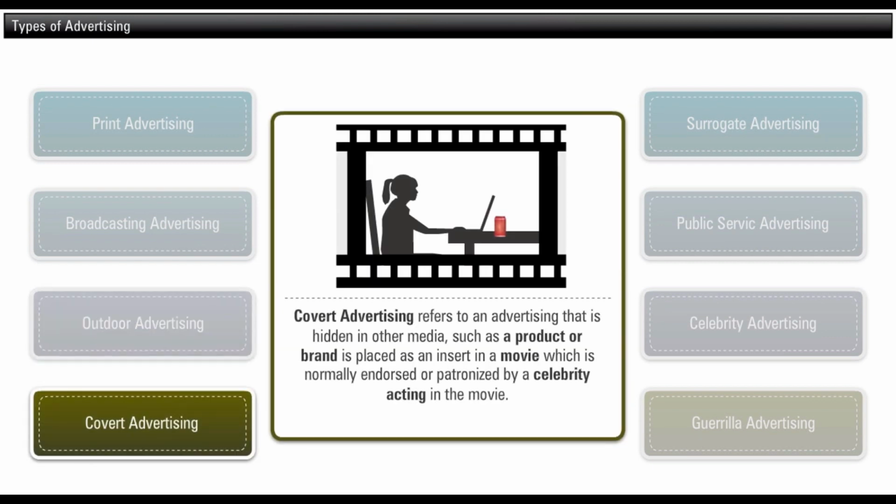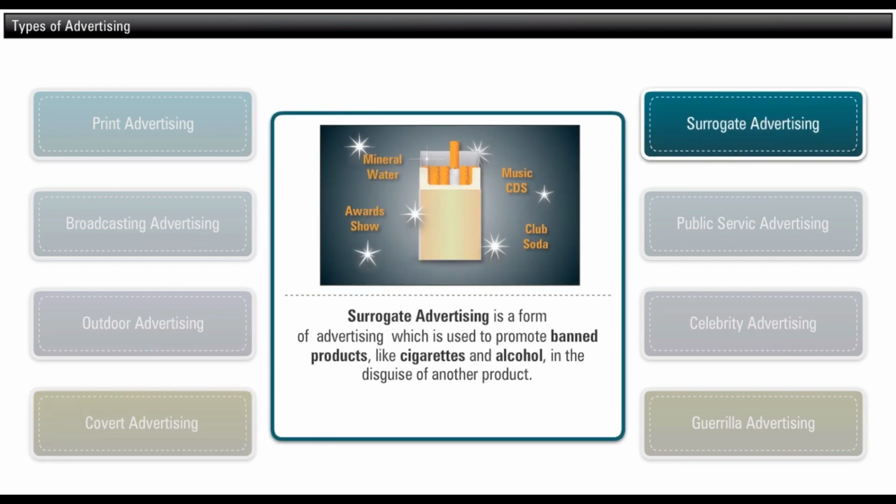Covert advertising refers to advertising that is hidden in other media, such as a product or brand placed as an insert in a movie, which is normally endorsed or patronized by a celebrity acting in the movie. Surrogate advertising is a form of advertising which is used to promote banned products like cigarettes and alcohol in the disguise of another product.